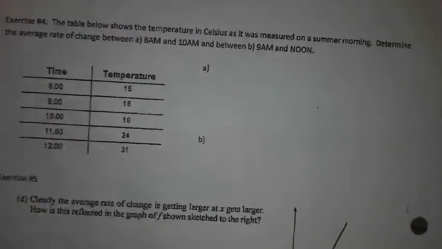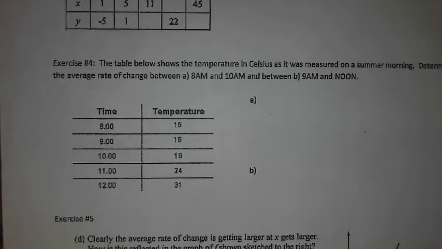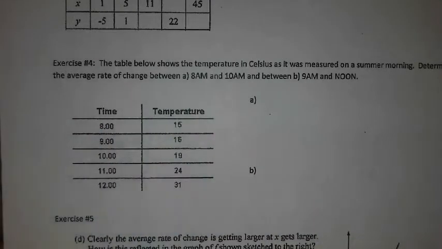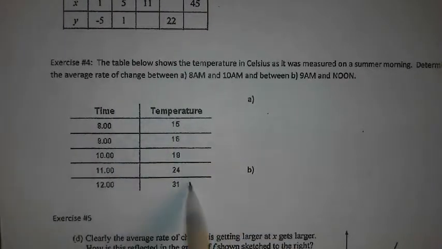We're going to jump to exercise 4, where we're going to find the average rate of change based on a table. And in addition, this is also a word problem. There's a context here. The time of the day and the temperature. Okay, so we're going to talk about the fact that there's a context involved as well. But here the table is showing us our temperature depending on the hour of the day in the summer.